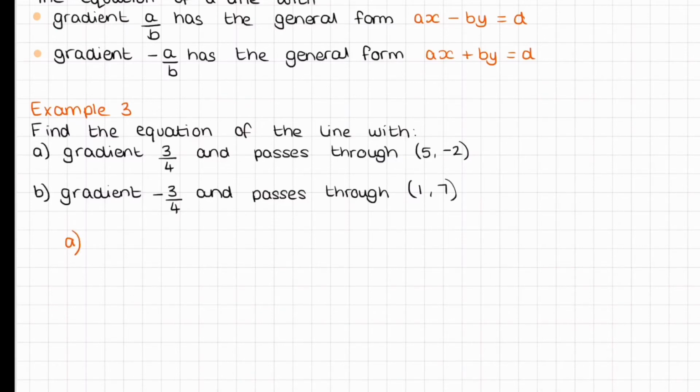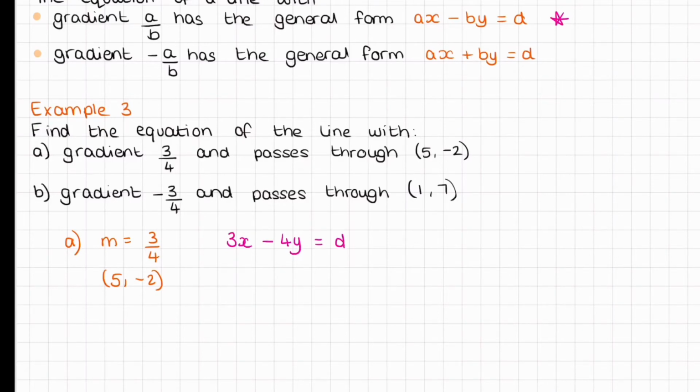So from here, if we've got m equals 3/4 and it's got to go through (5, -2). If you look at the rule up the top there, it's a positive gradient, so we're going to use the first one. A is the value at the top of the gradient, so it's going to be 3x, minus the value at the bottom, which is the b, so that's 4y, equals d.